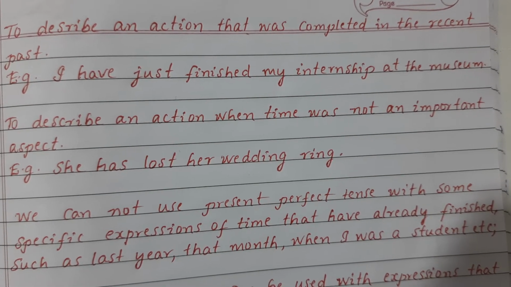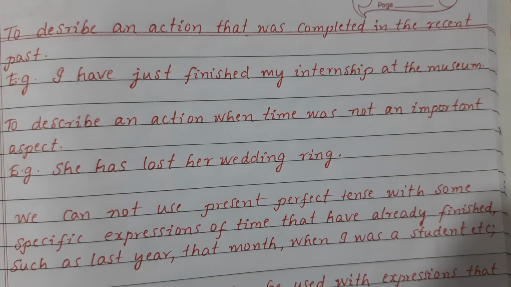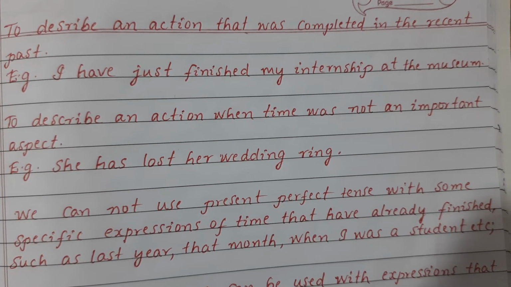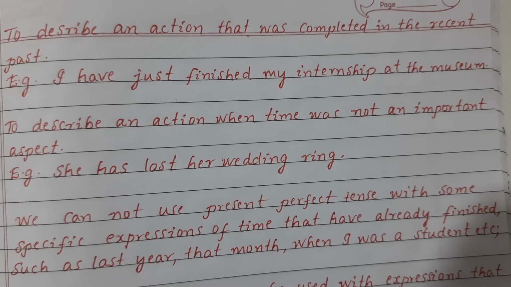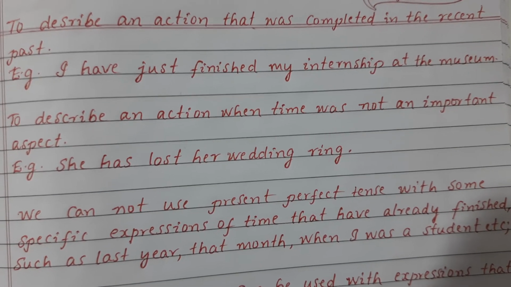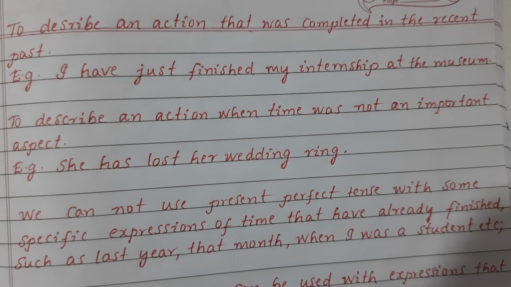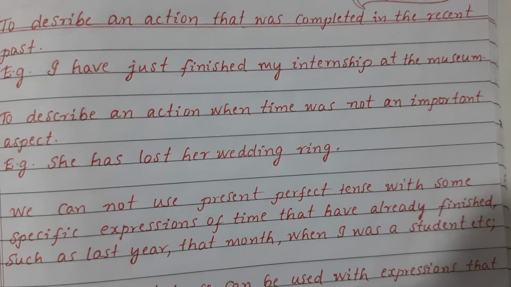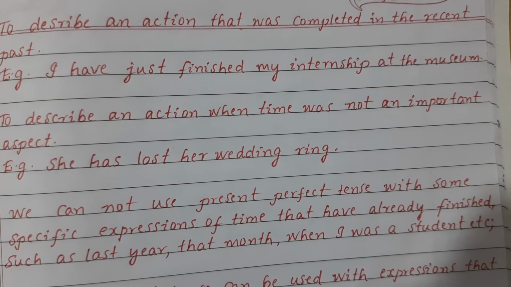Structure is subject plus has or have plus V3. Here the subject is third person singular, she. That's why has plus V3, lost. Lose, lost, lost. The present tense of lost is lose, L-O-S-E, lose, lost, lost. What did she lose? She lost her wedding ring. What has she lost? She has lost her wedding ring.